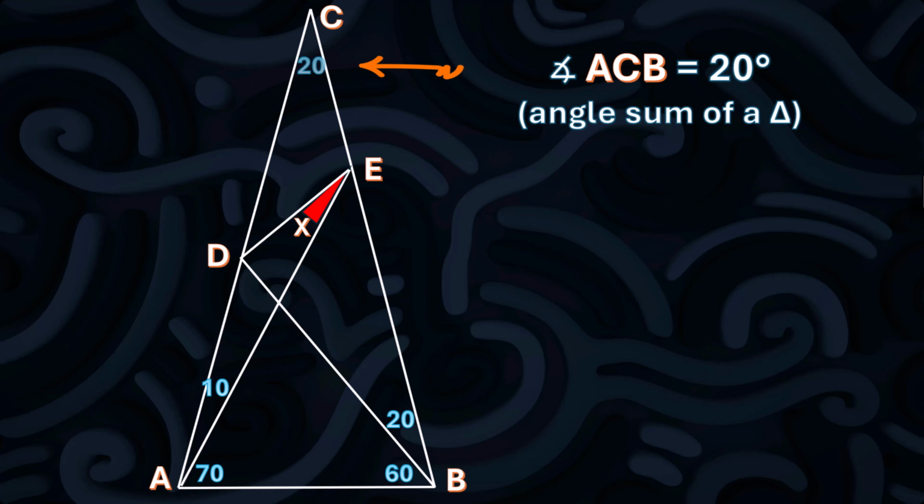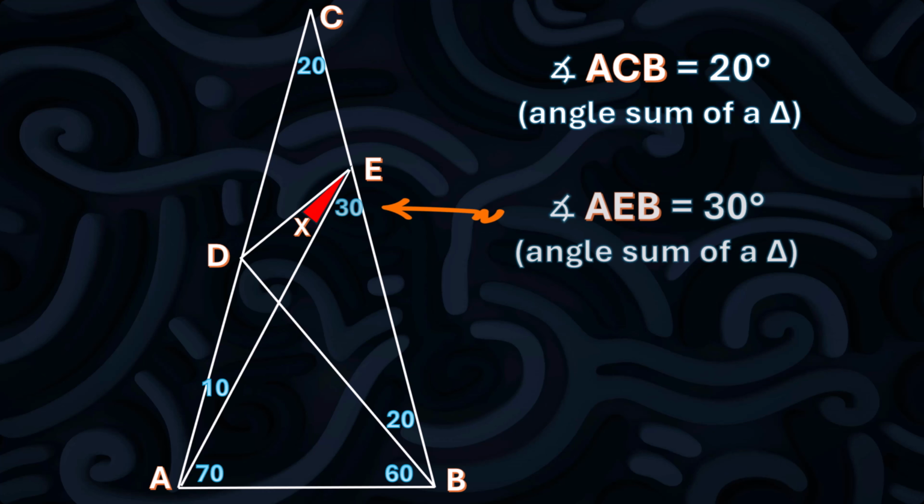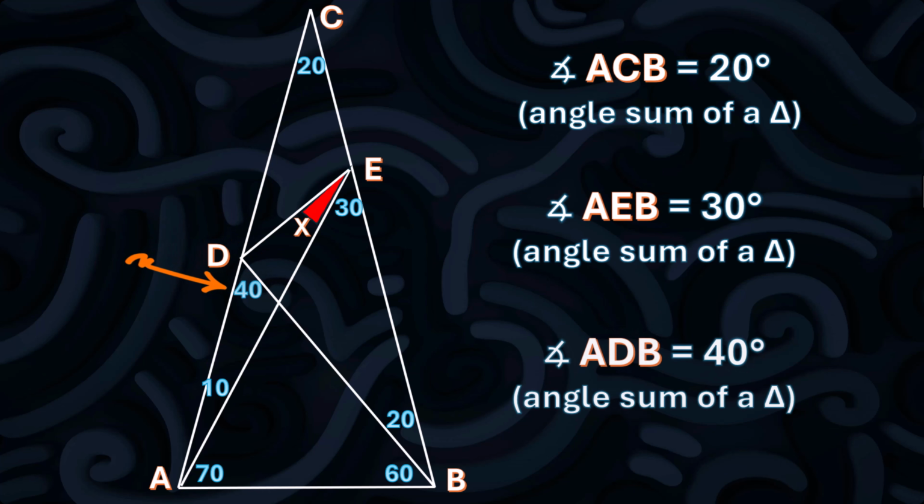The apex angle will of course be 180 minus 80 minus 80, 20 degrees. The angle at AEB will equal 30 degrees, angle sum of a triangle. Across the other side, the angle ADB equals 40 degrees, angle sum of a triangle.